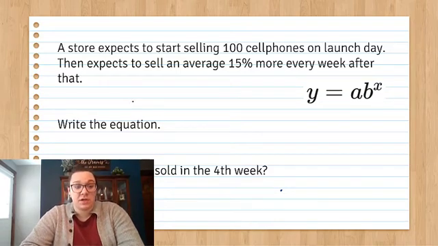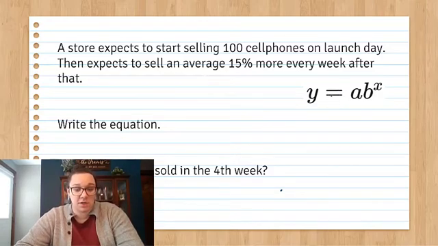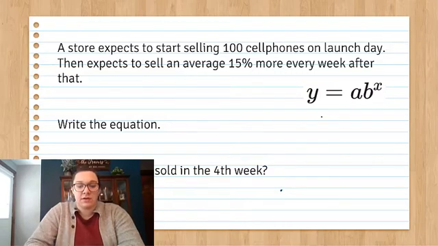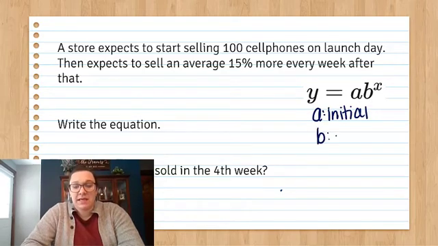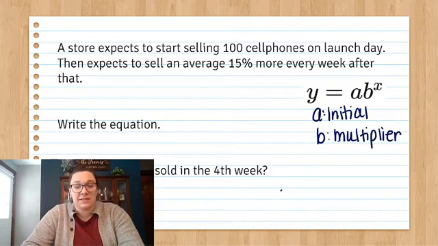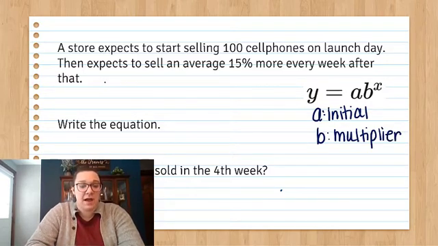Here's our first situation. A store expects to start selling 100 cell phones on launch day, then expects to sell an average of 15% more every week after that. Our situation for this is an exponential function with the relationship y equals ab to the x. As a reminder, a is the initial value, also sometimes called the zero term, and b is the multiplier. Let's set up an equation with each of these and find a and b first.